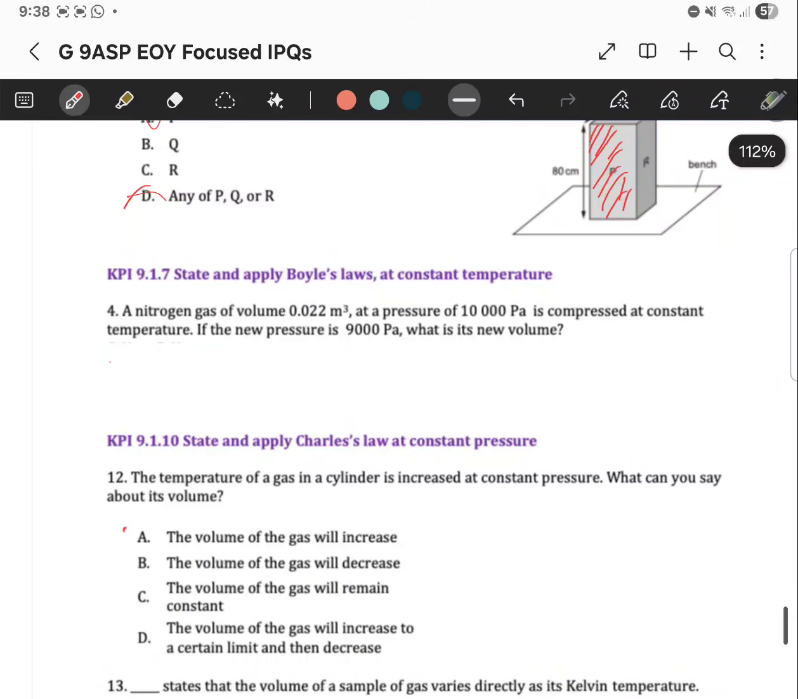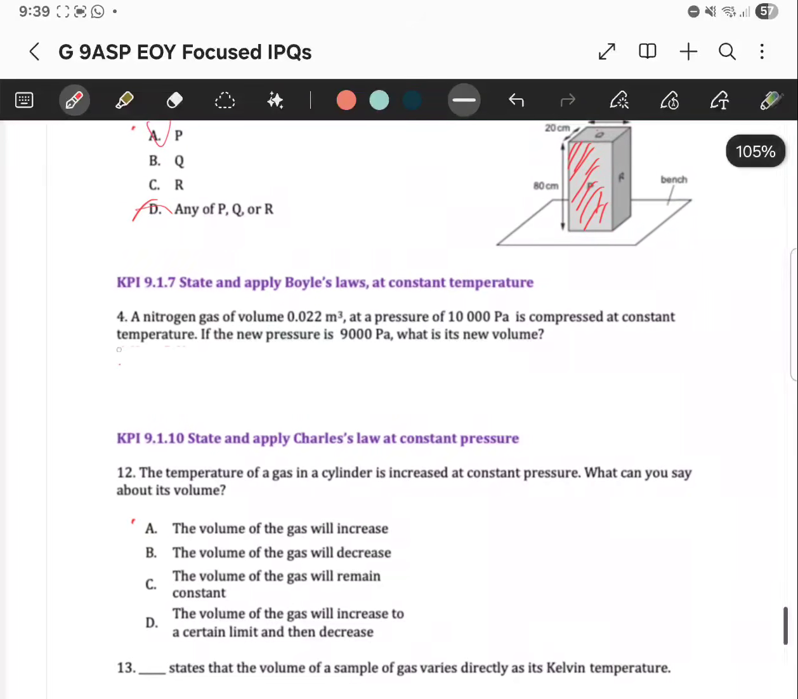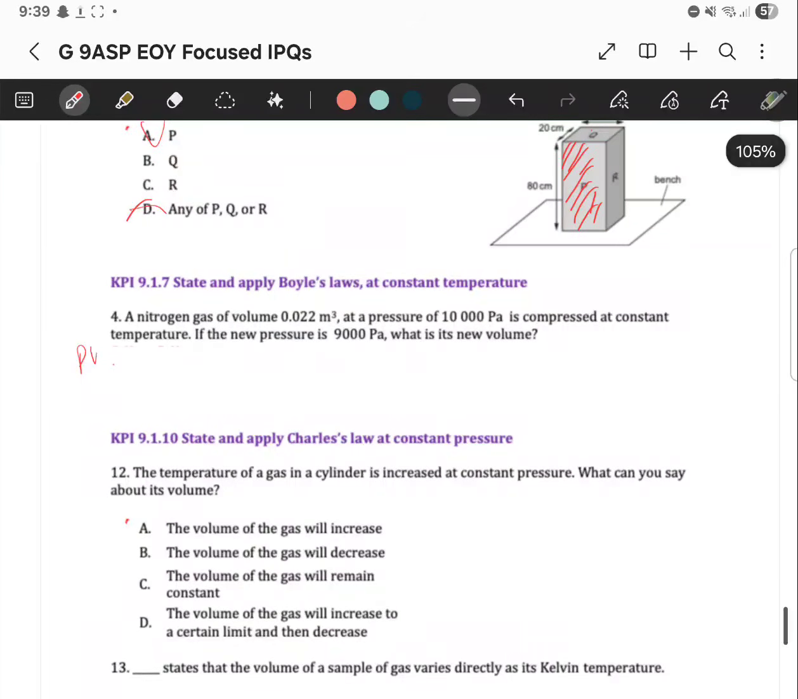So nitrogen gas at this volume is compressed. Very nice. And we need to figure out the new volume. So this looks like the gas laws. The general equation, the combined gas law, is PV over T equals PV over T. If you don't know which one to use, you can use this one. And you can see, look, the temperature is constant. So temperature is cancelled already. Don't need it. All we have is P1V1 equals P2V2.